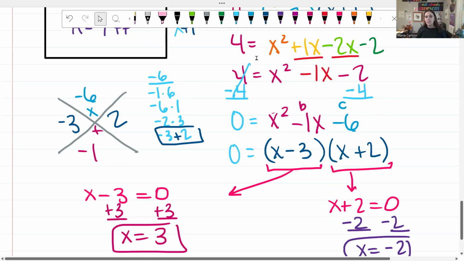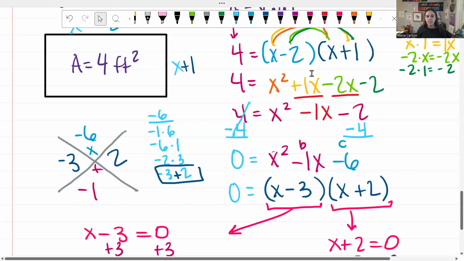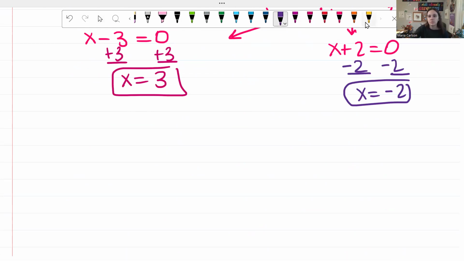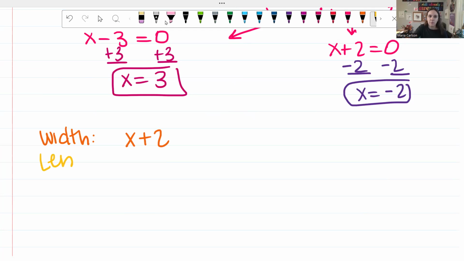Now, in a real life context, negatives often don't make sense. So let's think about it. Remember our width. That was x minus 2. And then the length was x plus 1.